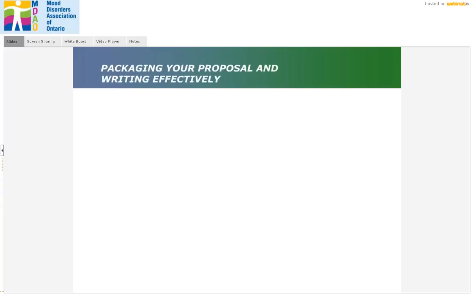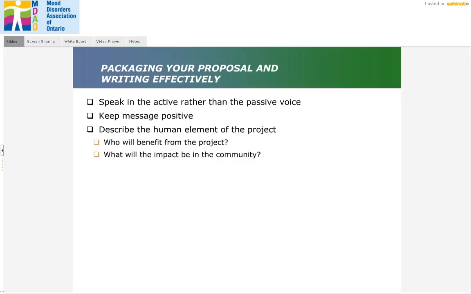So when you are in the writing stages, of course, there are key elements to packaging and writing your proposal effectively. So speak in the active rather than the passive voice. Keep the message positive. Describe the social aspect or the human element of the project. So again, that central question: who will benefit from your project and what will the impact be in the community?